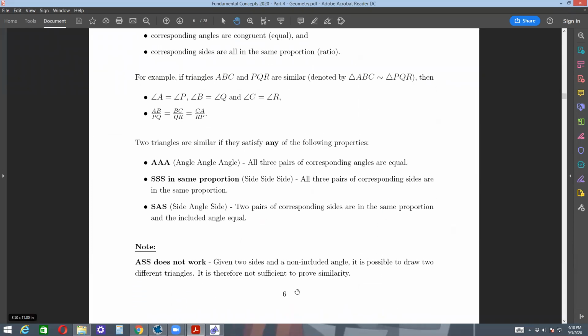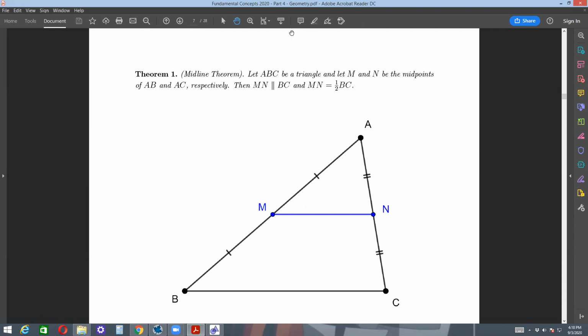This note down here just corresponds to what I just tried to explain. This is an important theorem, the midline theorem. It basically says if you have a triangle ABC and you have M and N at the midpoints of the sides of the triangle, if you connect those points, then this segment MN is parallel to the third side BC and is also half of the length of BC. And the proof for this uses similar triangles.